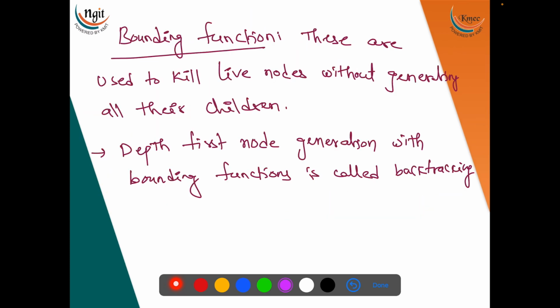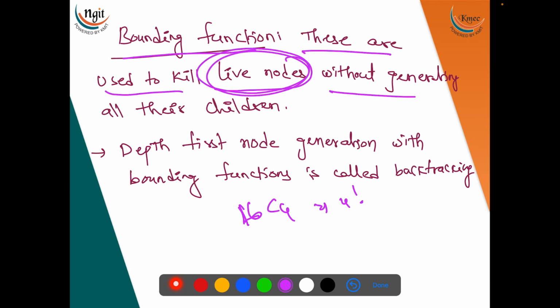Before we go to recursive and iterative, let's find the definition of the bounding function. What exactly is the bounding function, and how can I reduce the complexity from 16C4 to 4 factorial? That is what we do using the bounding function. The bounding function is used to kill live nodes without generating all their children. That's what we were discussing, right?